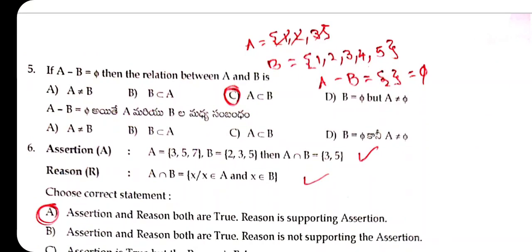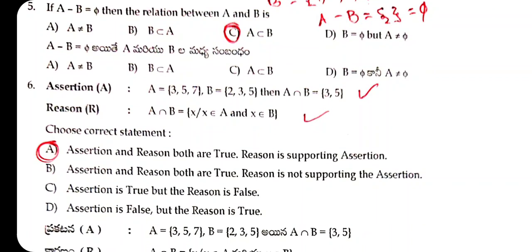If A minus B is equal to phi, then what is the relation between A and B? See here, I am taking A as 1 2 3, B as 1 2 3 4 5. So whatever elements I am taking in A, they are also present in B. So if I do A minus B, 1 2 3 are there in B, so the empty set remains. Already they have given A minus B is equal to phi. So the third option is the correct answer. Like that we have to take.